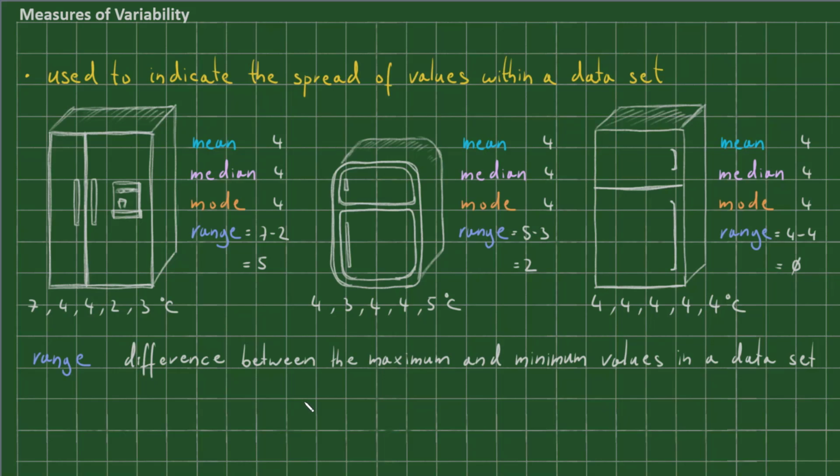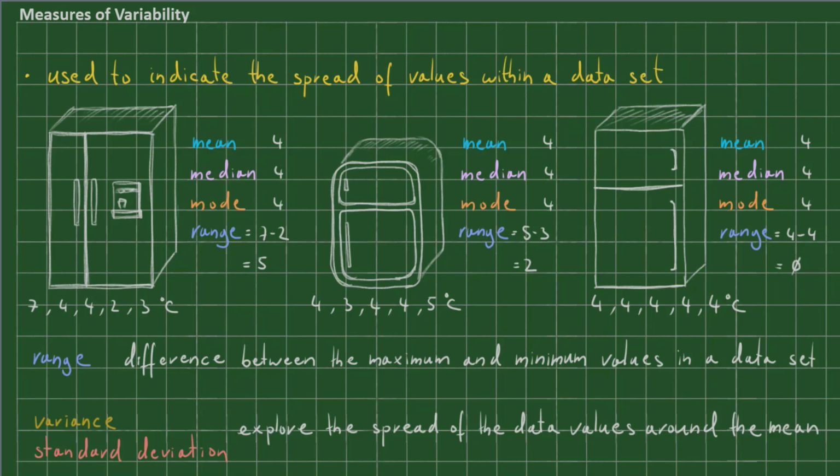The other two measures of variability that I'm going to look at are variance and standard deviation. Of the two, the standard deviation is the one that is used most often. However, standard deviation cannot be calculated without calculating the variance first. Both of these explore how spread the data is around the mean. In other words, they tell us something about how clustered the values are around the mean. The calculation of variance and standard deviation is a little bit tricky and will be explored in subsequent videos.